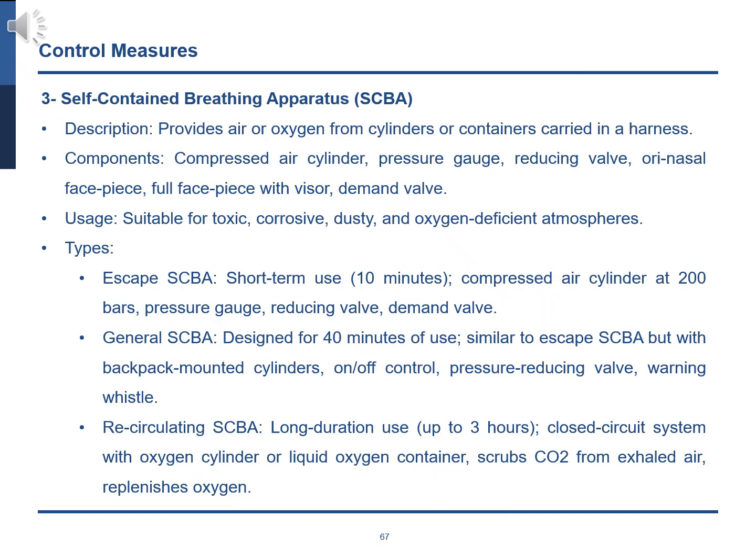3. Self-contained breathing apparatus, SCBA. Description: provides air or oxygen from cylinders or containers carried in a harness. Components: compressed air cylinder, pressure gauge, reducing valve, oronasal facepiece, full facepiece with visor, demand valve. Usage: suitable for toxic, corrosive, dusty, and oxygen-deficient atmospheres. Types: Escape SCBA, short-term use, 10 minutes, compressed air cylinder at 200 bars, pressure gauge, reducing valve, demand valve.